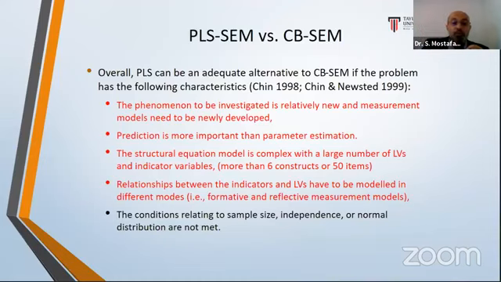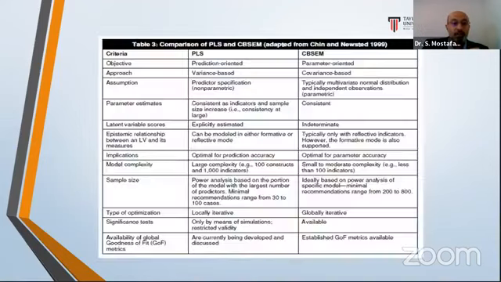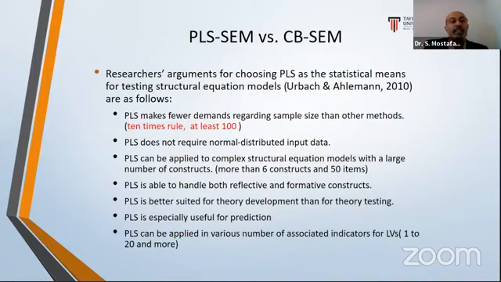Also, there are some other criteria. This is a common mistake that researchers make: to justify application of PLS-SEM they directly go to these criteria, but these are not the main criteria. For example, PLS can work with a smaller sample compared to CB-SEM, and we can get higher power by applying PLS-SEM with a smaller sample. But it's not the main reason.